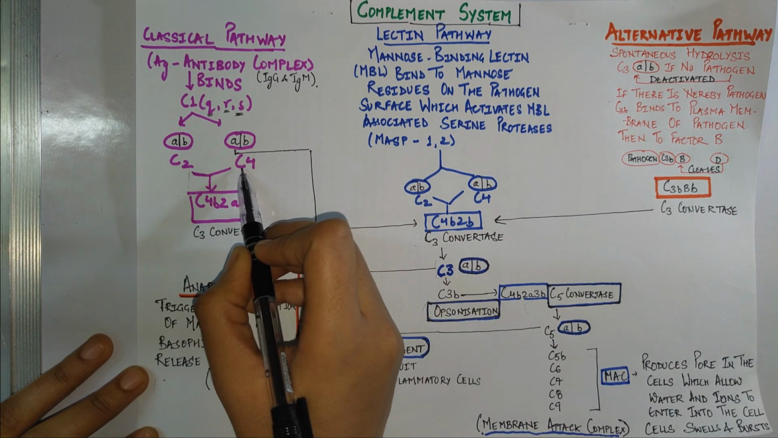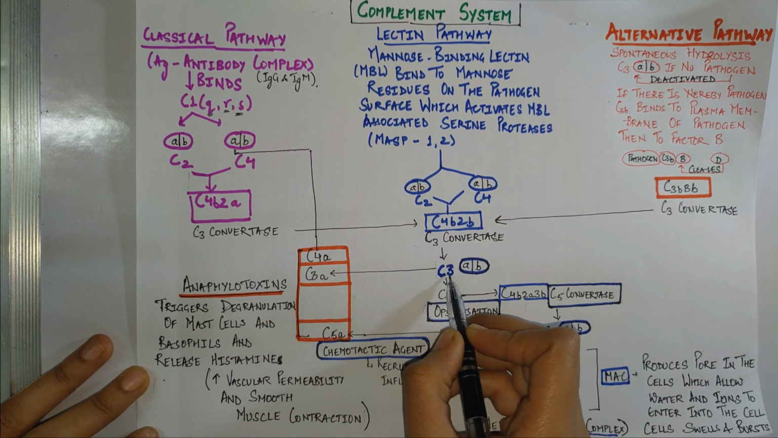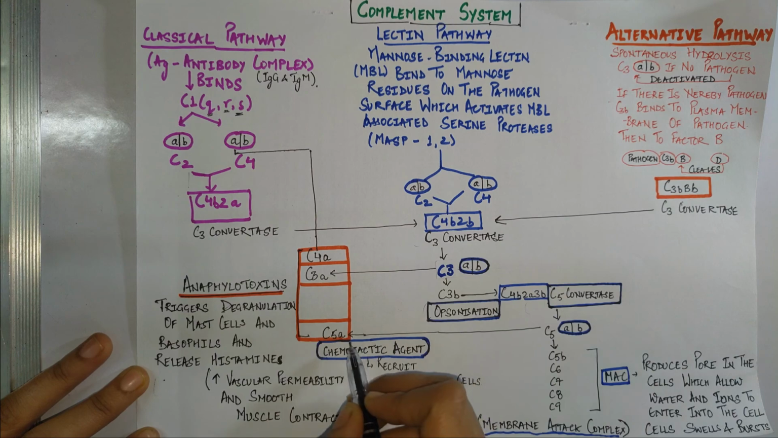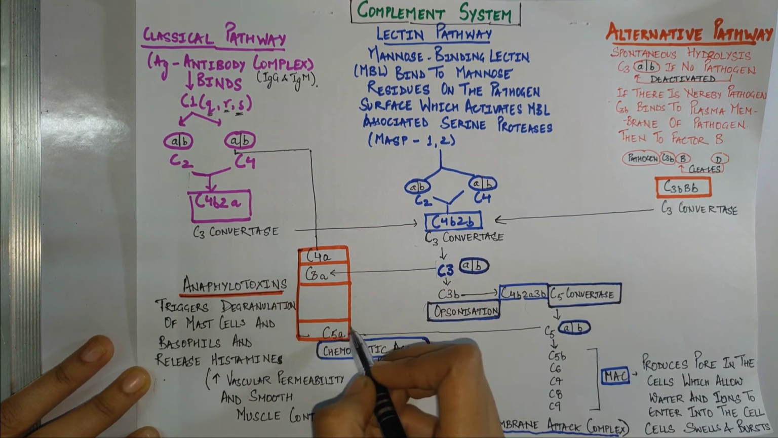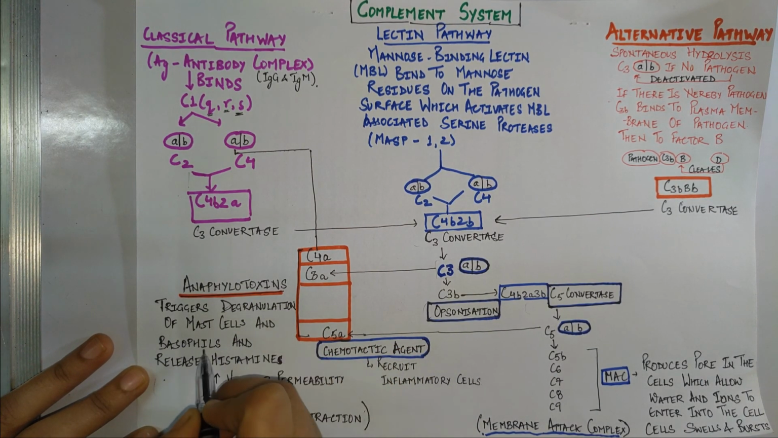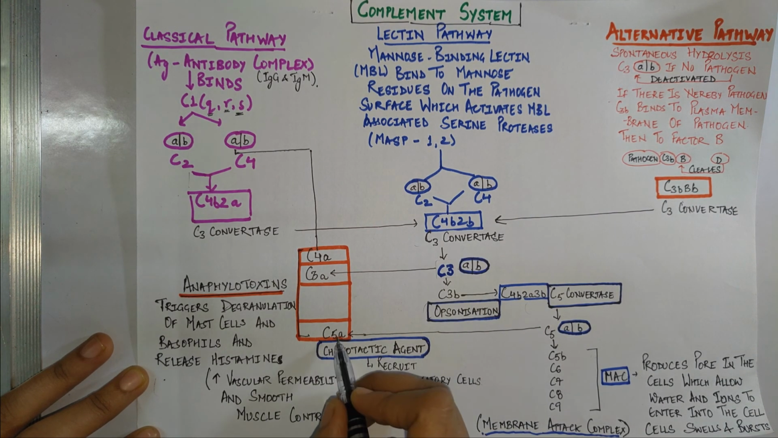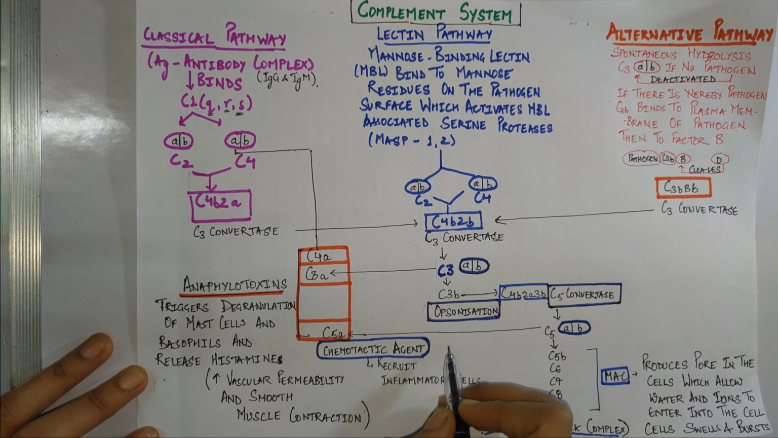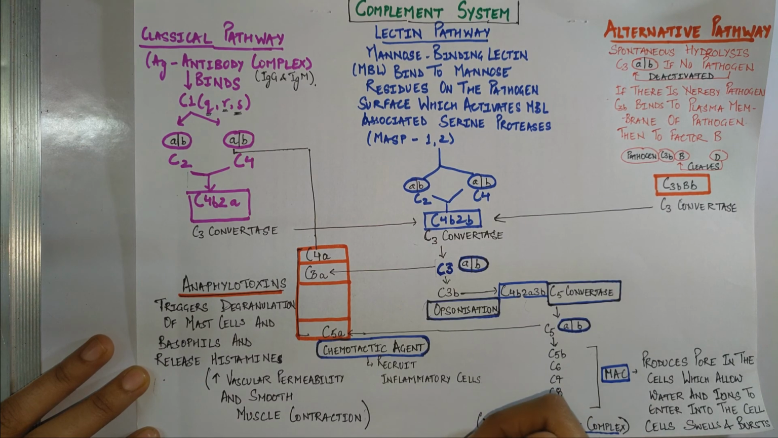C4a resulting from cleavage of C4, C3a resulting from the cleavage of C3, and C5a resulting from the cleavage of C5. These all three are anaphylatoxins which trigger degranulation of mast cells and basophils and release histamine. Histamine increases the vascular permeability and smooth muscle contraction and brings about inflammation. C5a is also a chemotactic agent which recruits inflammatory cells and brings about inflammation.